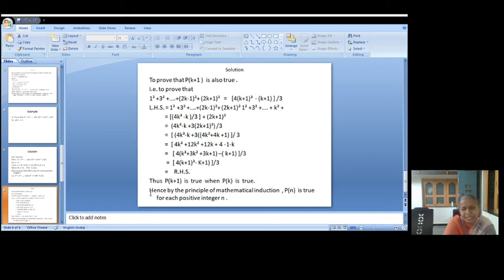And thus we get P of k plus 1 is true when P of k is true, and therefore according to the principle of mathematical induction, the value of P of n is true for each positive integer n, and hence we get the required concept, that is proof of such examples.